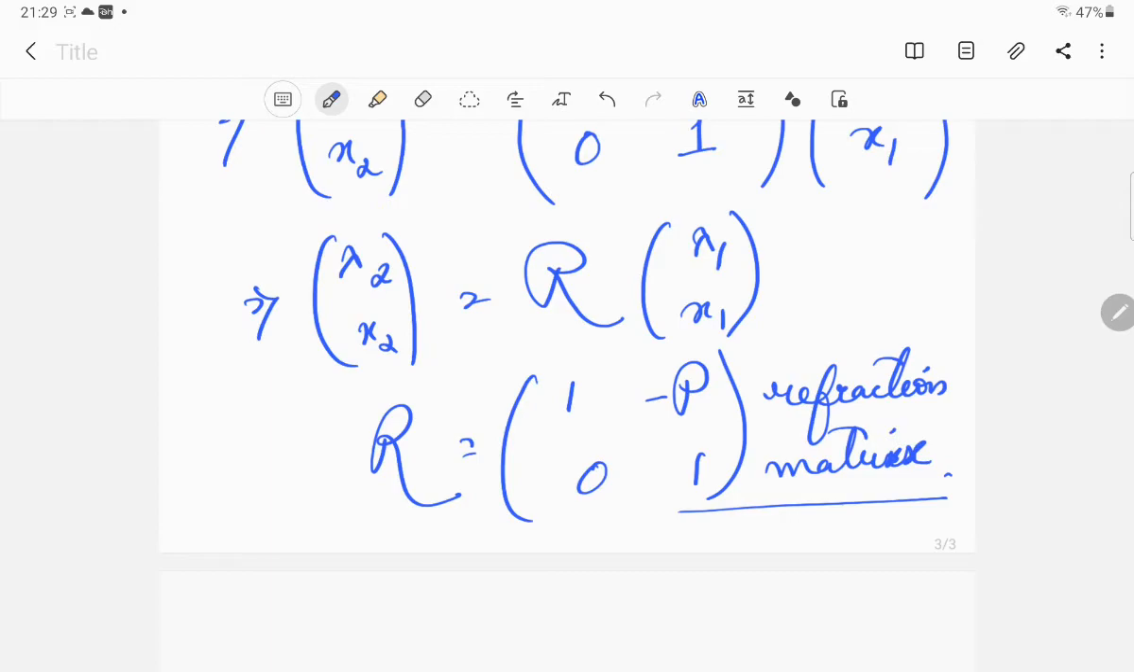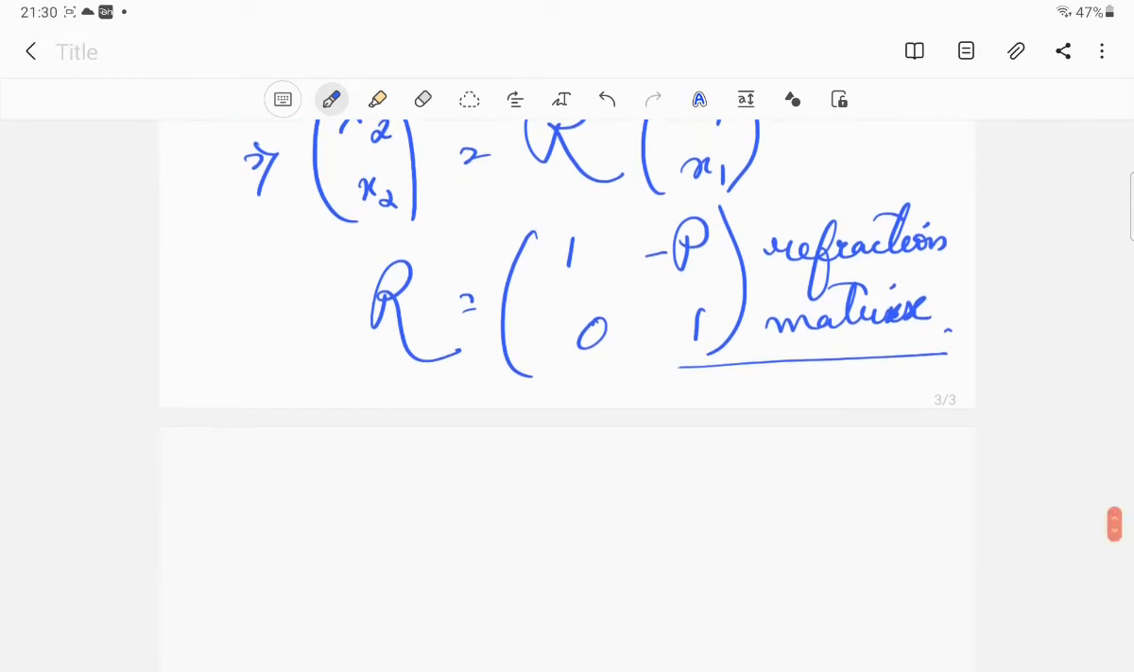Okay, so that's all for how to study the effect of refraction and translation in a matrix method study, often in a paraxial optic system. You should remember that everywhere the determinant of the translation matrix is 1, and the determinant of the refraction matrix is also 1. Okay, so these are the properties.